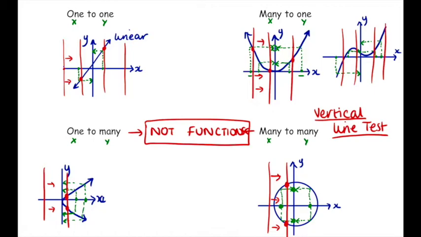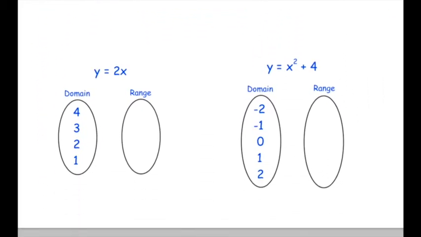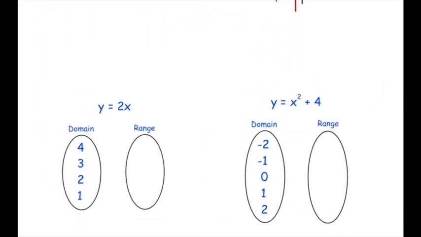Now another way of seeing what type of function you have is to use the mapping diagrams. So we looked at these before, and if I use the two examples I've got here, so for y equals 2x, the domain is 4, so the range is going to be 2 times 4. So this is my x values and this is my y values. So I've got 8, and then I've got 2 times 3, which is going to be 6, 2 times 2, which is going to be 4, and 2 times 1, which is going to be 2.